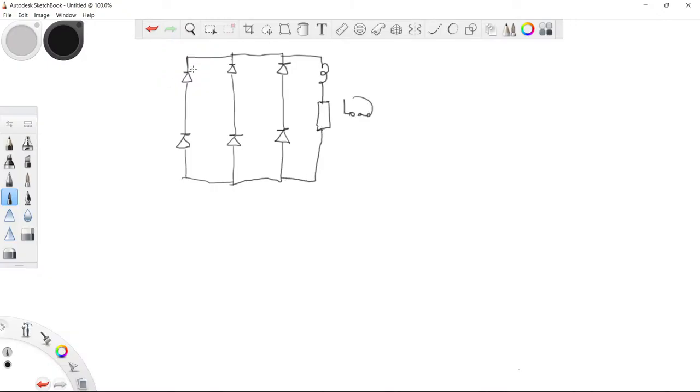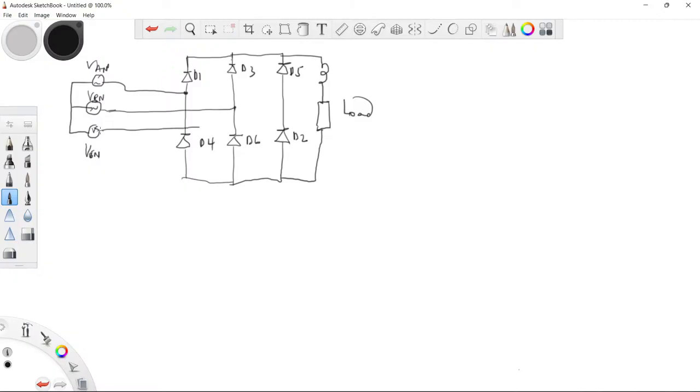So now here, this becomes your diode 1, diode 3, diode 5. This becomes diode 2, diode 6, diode 4. Then you have your three-phase supply here: VAN, the phase voltage for A, phase voltage for B, phase voltage for C. So this one connects to this point here, this one is connected to this point here, and finally this last one is connected to this point here.